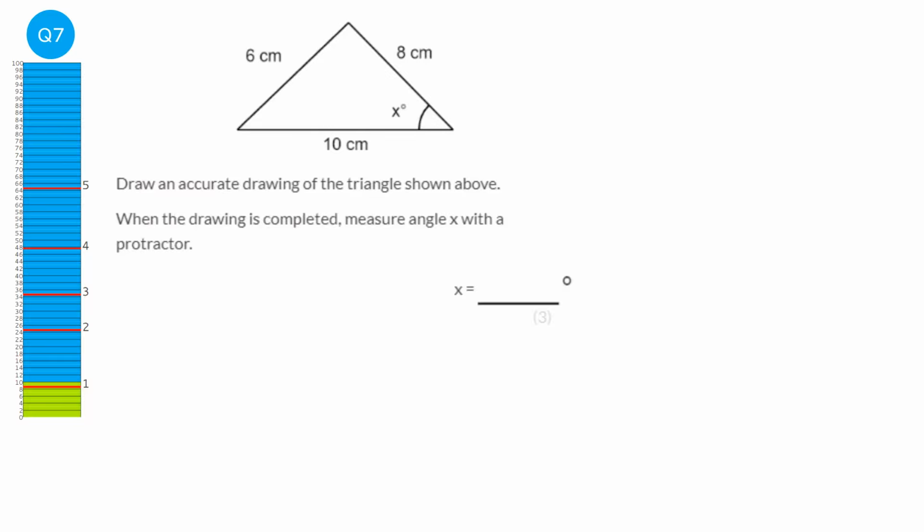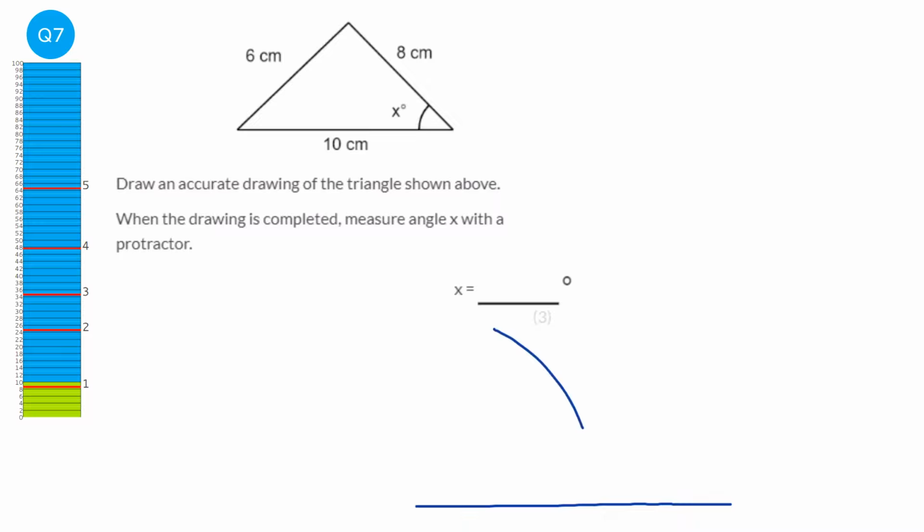You will need to use a paper and pencil to do this physically. You can't really do this on the computer. And make sure you have a ruler and a compass. So the first thing we're going to do is draw our 10 centimetre line. And we're going to get our compass and measure the 6 centimetres for the left hand side. So we're going to measure 6 centimetres on our compass. And we're going to just put a little arc there.